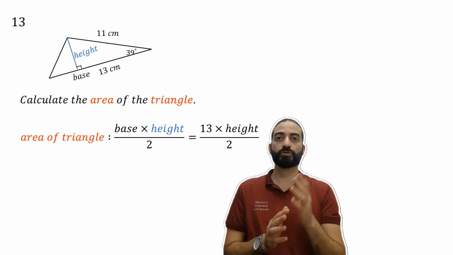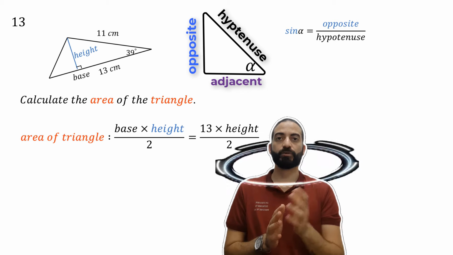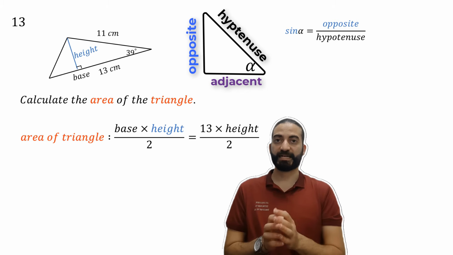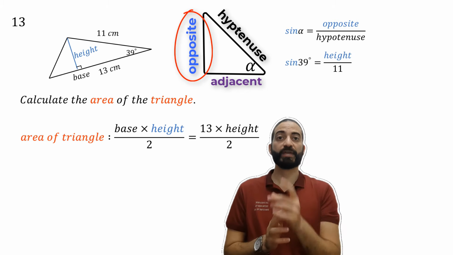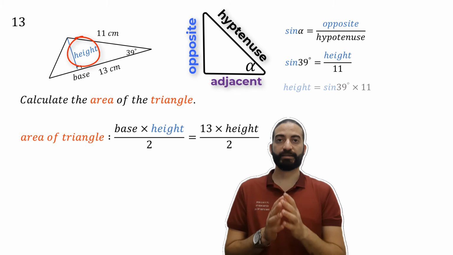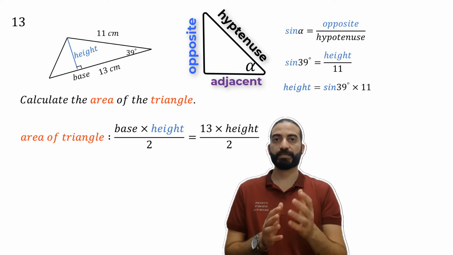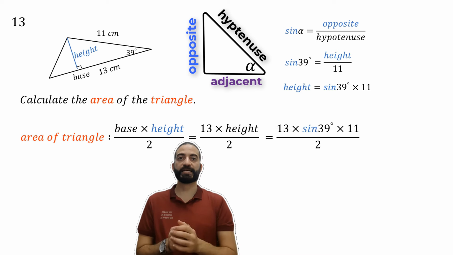As for the height, in order to obtain it, we can use the sine rule, which is sine alpha equals the side opposite over the hypotenuse. The opposite side is the same as the height that we search for, and we can get it in this way. Now we put the answer for the height here, and in this way we have obtained the answer.